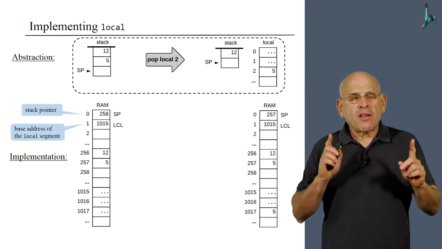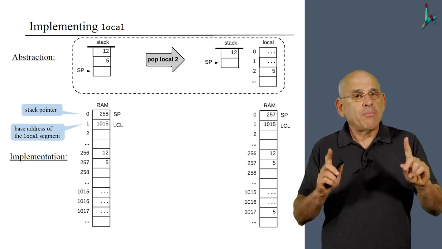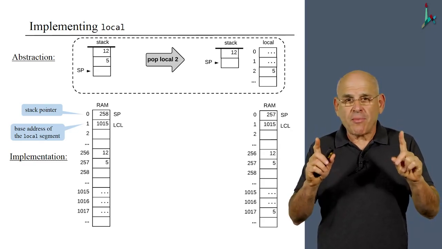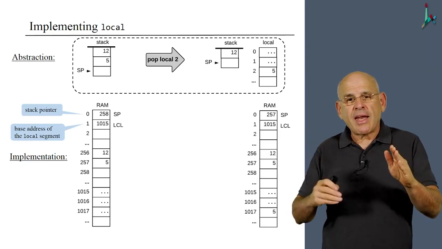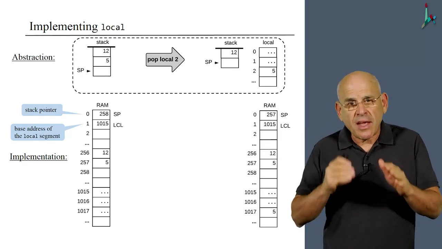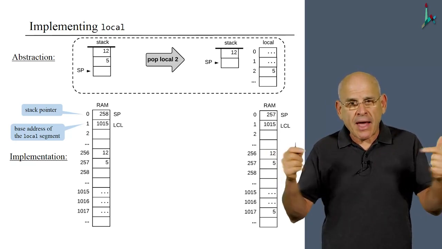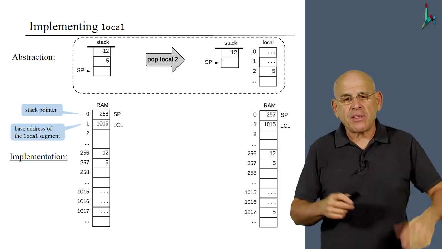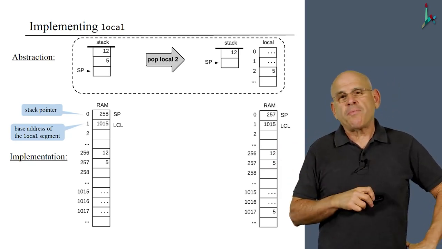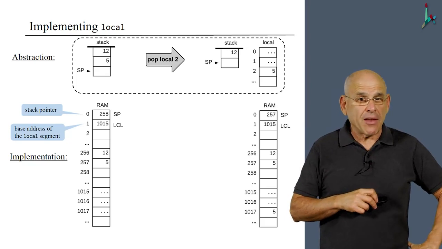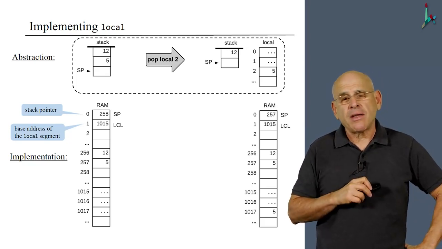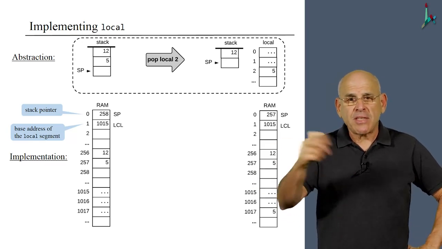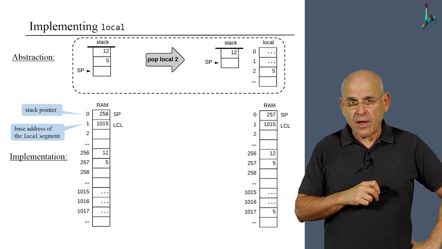Now, how do I know that local 2 is 1017? Well, that's simple. I take the base address, which is 1015. I know this information, right? It's always stored in LCL. And I add the offset, or the index 2, to it. And by adding up these two values, I get the value of the target address on which I have to store the popped value. Okay, so that's how I can generalize this translation process. I can take the base address and add the offset to it.